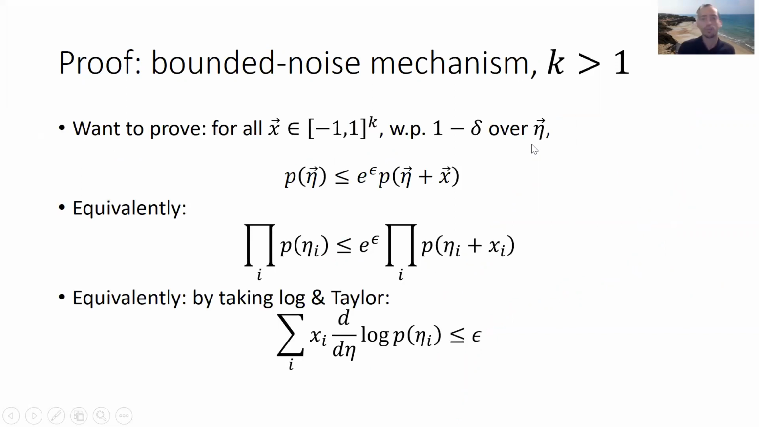And now let's move to answering multiple queries. Here we have a high dimensional setting, and for every offset, each offset now contains k numbers between plus minus one. So for every offset, we want that with high probability over the high dimensional eta, which is just a product of independent noise, p of eta is bounded by e to the epsilon times p of eta plus x.